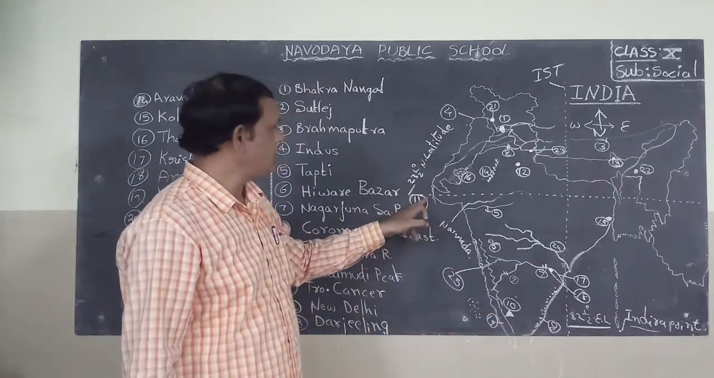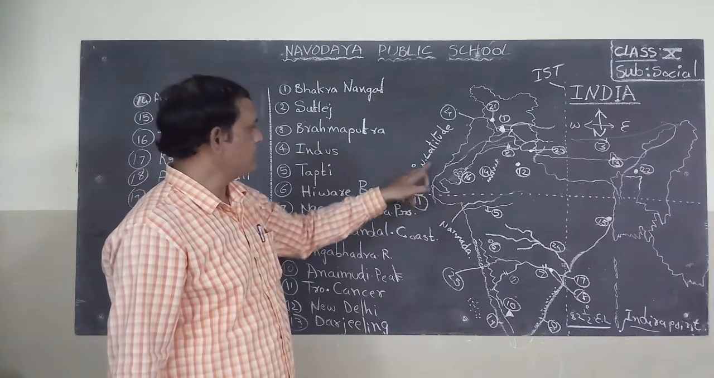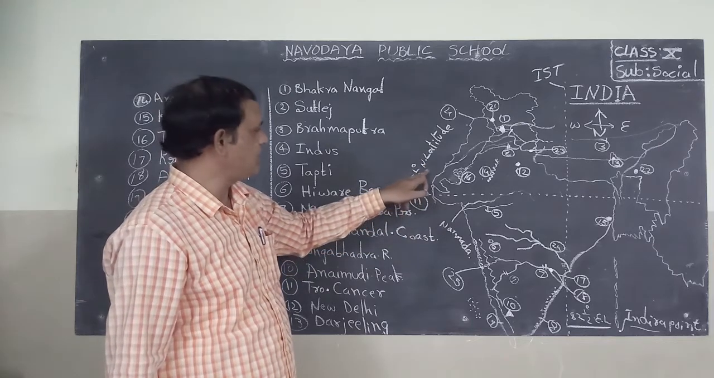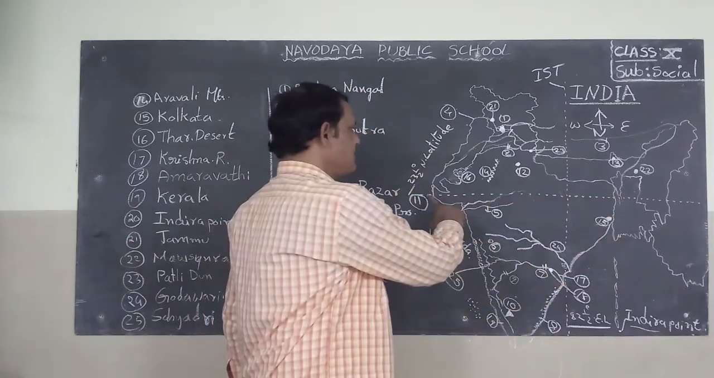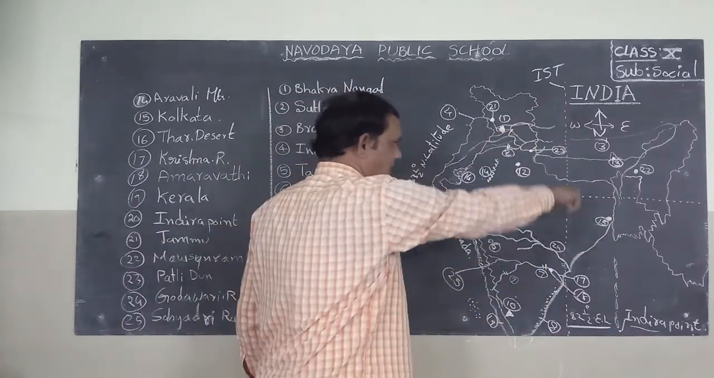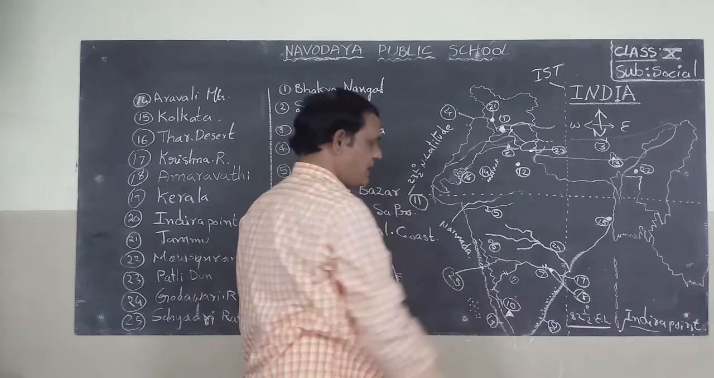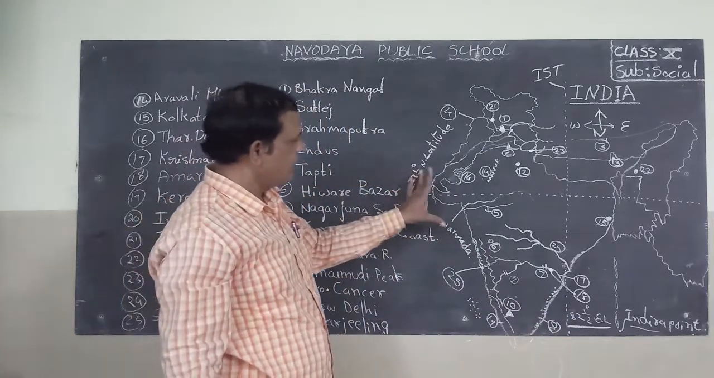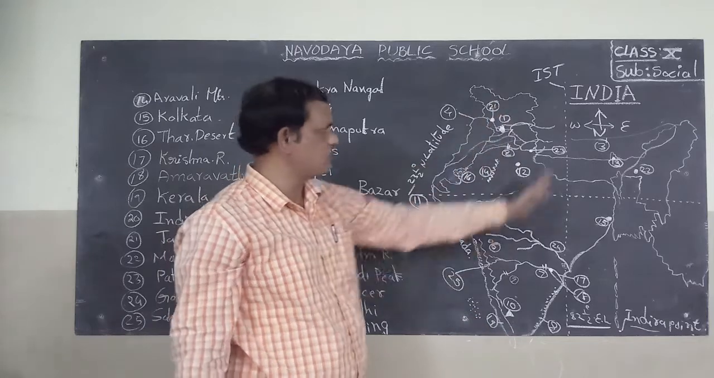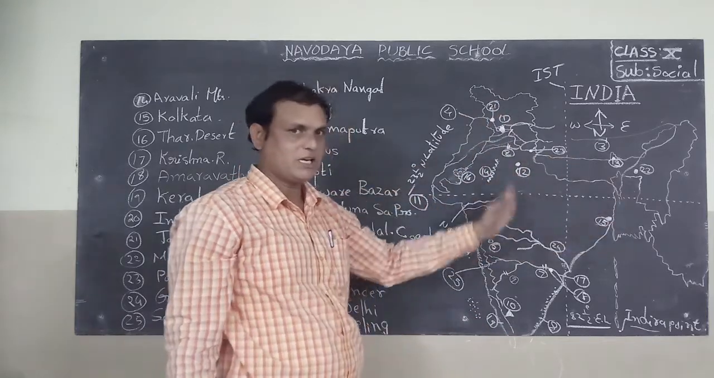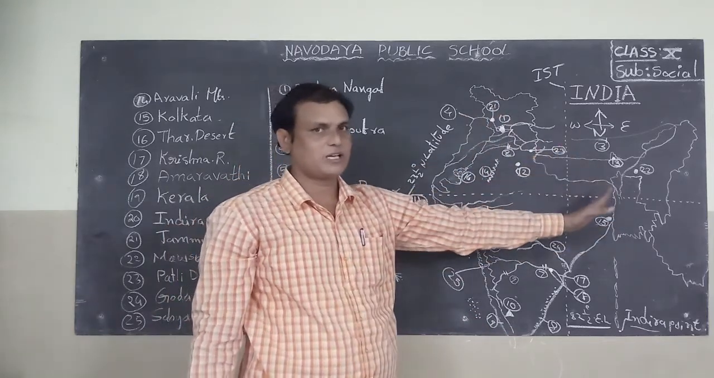Next, this is Tropic of Cancer. Tropic of Cancer, 23.5 degree north latitude passing through our country. So this is the main latitude, this is the main longitude passing through our country. Actually, through our country, 30 longitudes and 30 latitudes are passing.